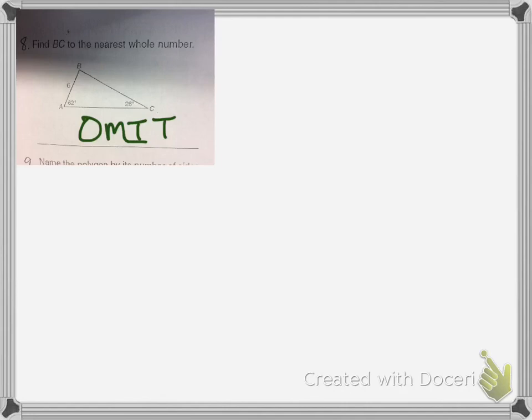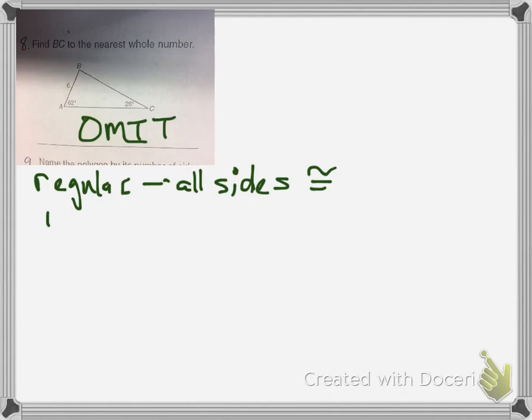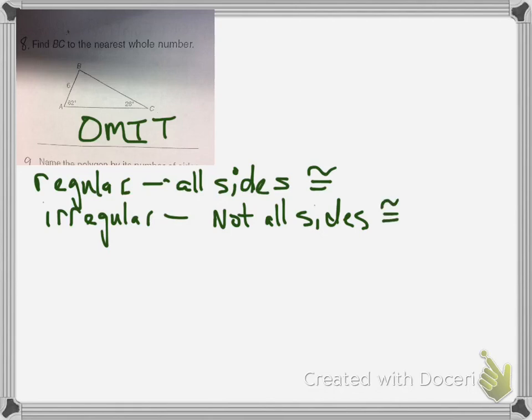All right, so let's look at number 9. Name a polygon by the number of sides and tell whether it's regular or irregular. Regular means all sides equal. So that's something you can make note of on your paper, or all sides congruent. Irregular obviously isn't, so not all sides congruent.